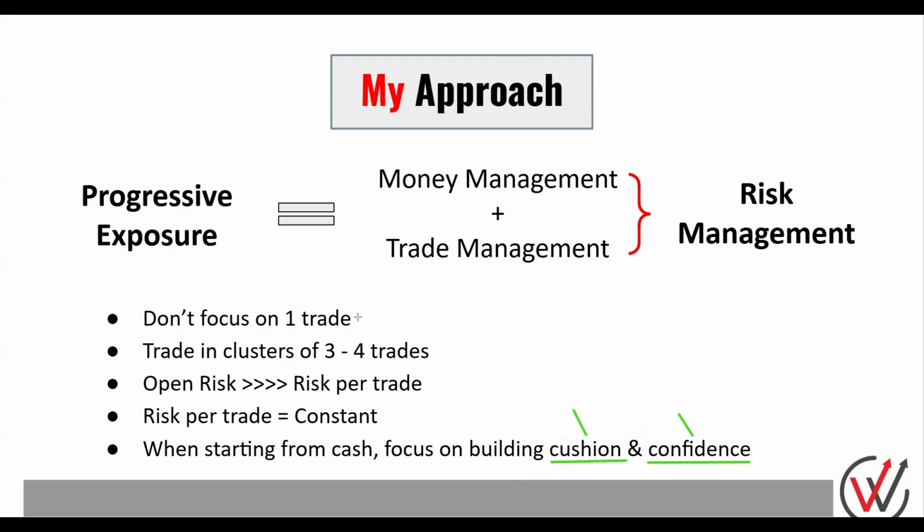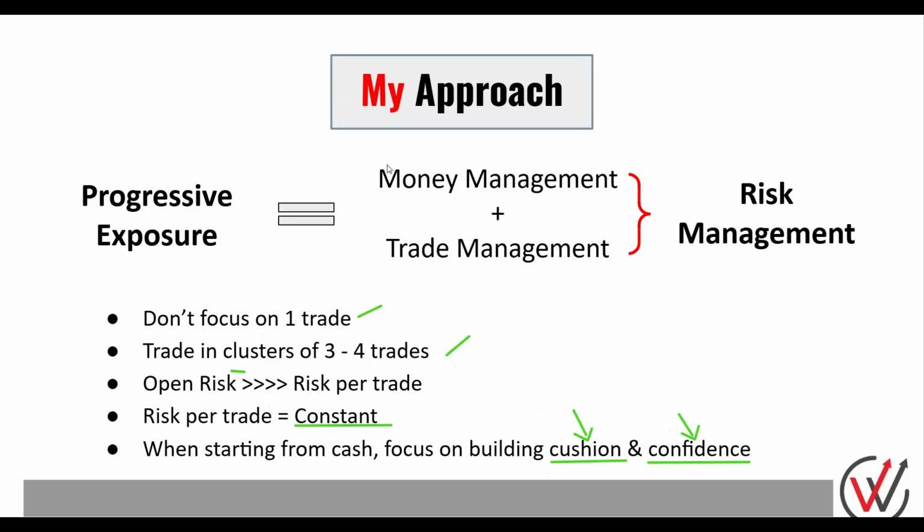So no, don't focus on one trade, focus on at least 3 trades. Open risk is much more important. Your risk on individual trades should always be constant. And like I said, focus on building cushion, focus on building your confidence. Is this clear?